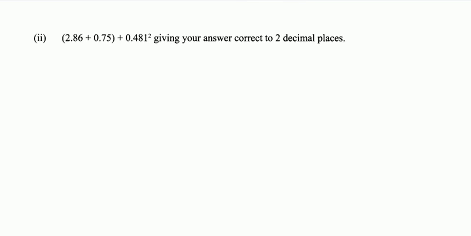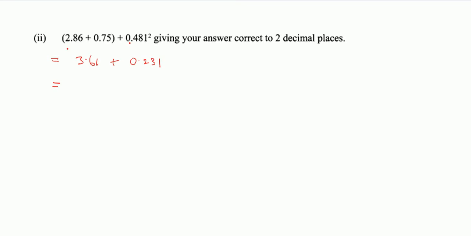And this next part here, we have a decimal calculation to work out. First thing we need to do is to work out the brackets first. So this will be 2.86 plus 0.75. And that will give us 3.61. So this is 3.61 plus 0.481 squared. And that gives us 0.231.